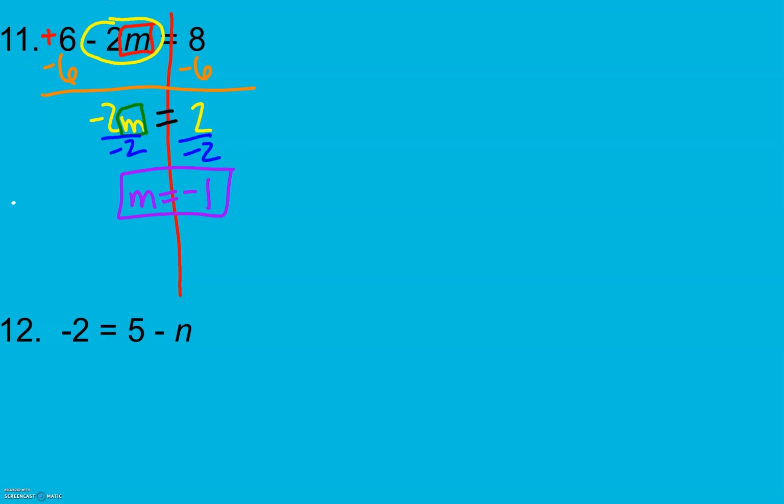Now to check this, I'm going to take 6 minus 2 times negative 1 and check to see if it equals 8. Here I'm going to take my sign with my number. Negative 2 times negative 1 gives me a positive 2. And 6 plus 2 gives me 8. Since they're both the same, it checks.